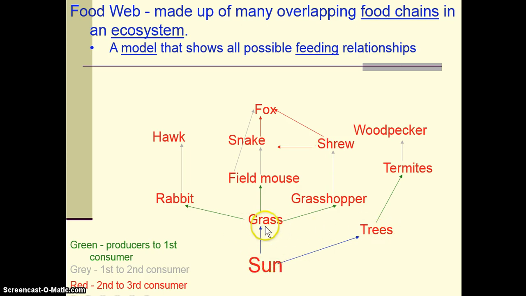Those are the producers. Your primary consumers, the rabbit, the field mouse, and the grasshopper, are all herbivores that eat only the plants. Termites additionally are herbivores, eating only the plants. Again, primary consumer. Your secondary consumers are your hawks, your snakes, your shrews, your woodpecker, and your top level consumers, which are carnivores, in this diagram would be the fox.